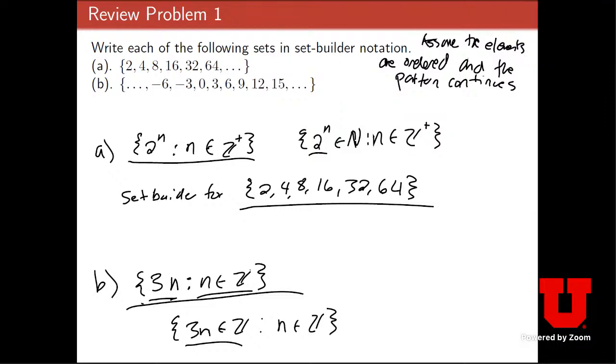The set of all 2 to the n such that n is contained in the set 1, 2, 3, 4, 5, 6.